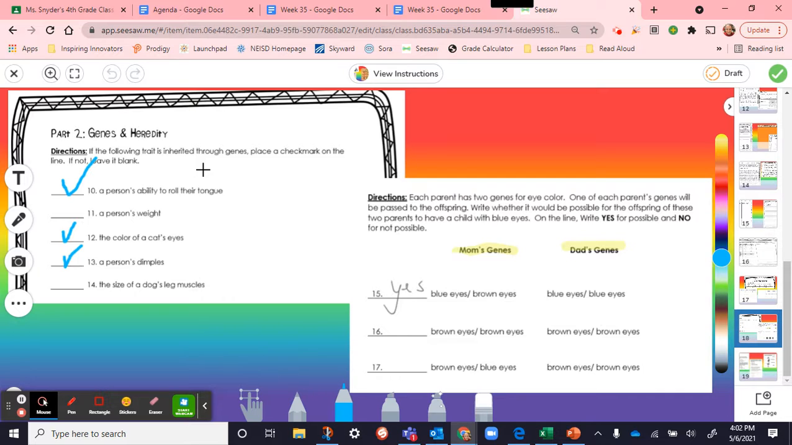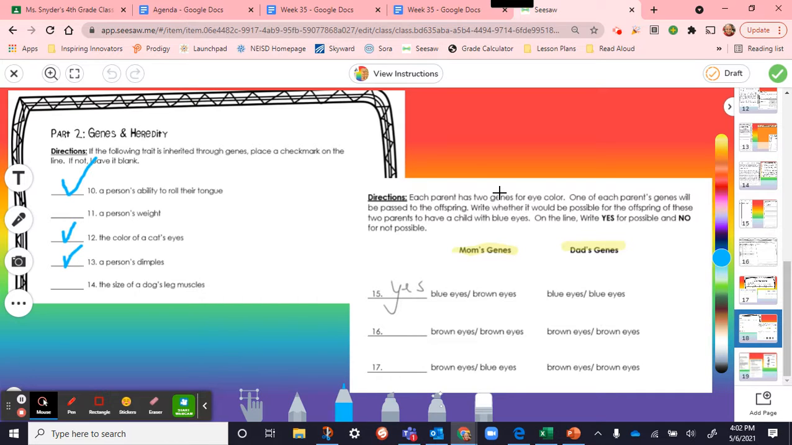So the size of the dog's leg muscles, of course, the one that's more active is going to be a lot stronger, not because of what her parents passed on to her as the offspring, but just because of her activity level.